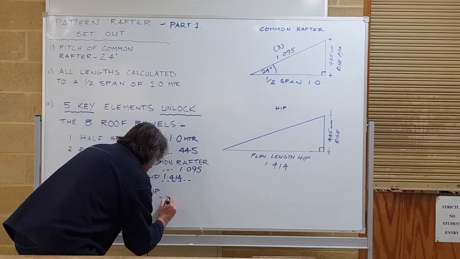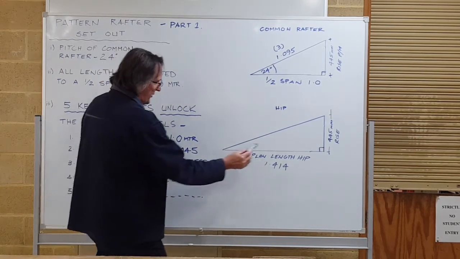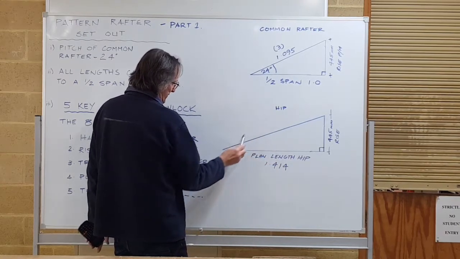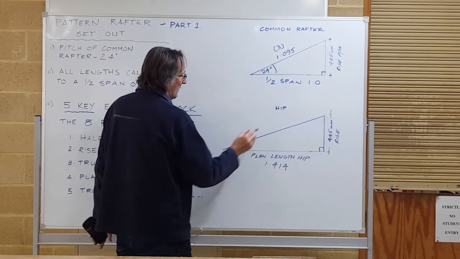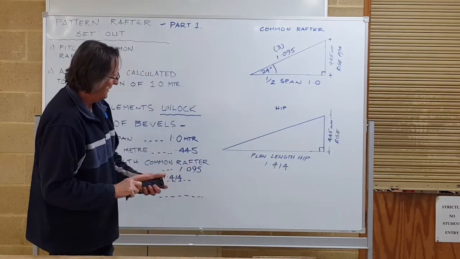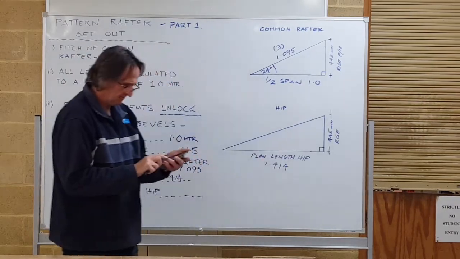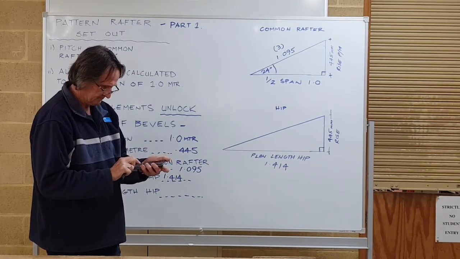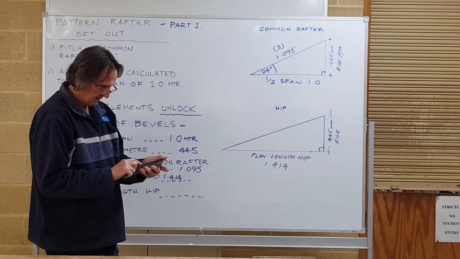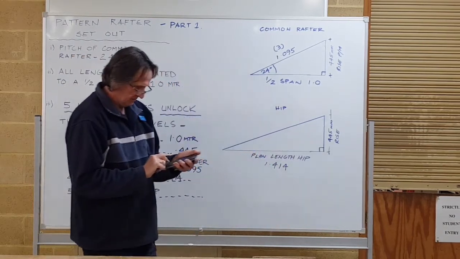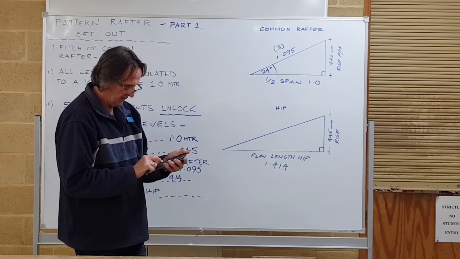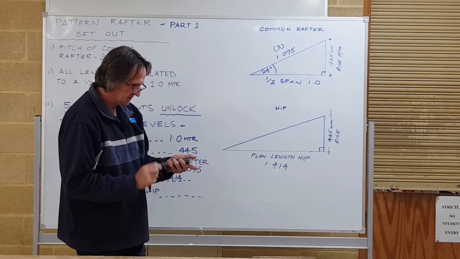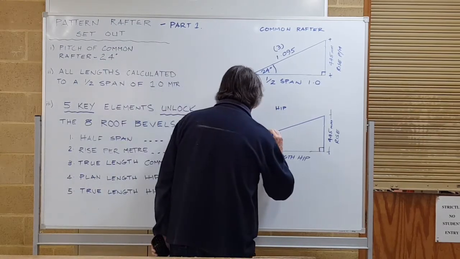And therefore, knowing those two components, we can work out the pump up or the true length of the hip on that 1 metre half span. I'm going to use Pythagoras here. I'm going to say 1.414 squared. I'm going to add it to my rise of 445 squared. And I'm going to square root the answer, 1.482.